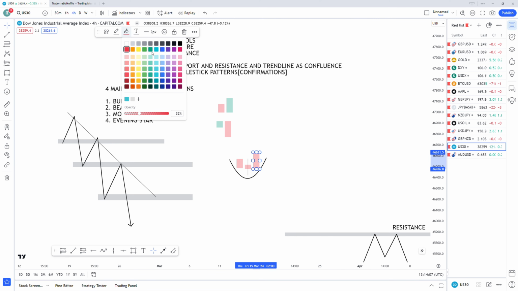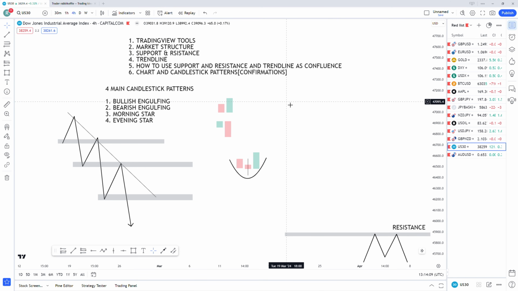Okay, let me change the color also. We have a bullish candle going up like this. So this is what we call the morning star candlestick pattern. Okay, you can see the bearish candle like this, and the small one and the bullish one going to the upside. This is what we call the morning star.